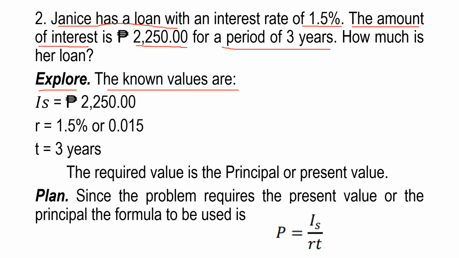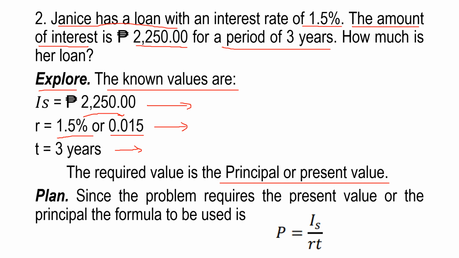So the known values are: your simple interest is equal to 2,250 pesos, and your rate of interest, which is 1.5%. Before we substitute this given value to your formula, we need to convert this one to decimal. We just simply divide 1.5% by 100 to make it 0.015. And for your time or term, that will be equal to 3 years. Now, the unknown value is your principal or your present value.